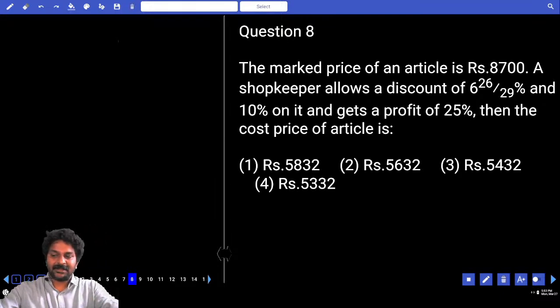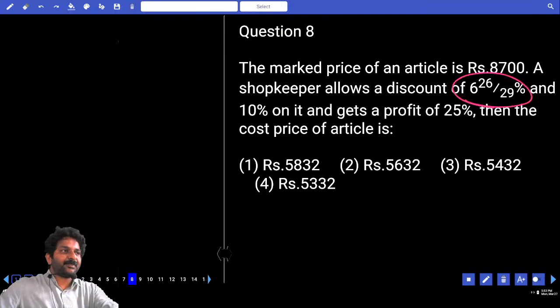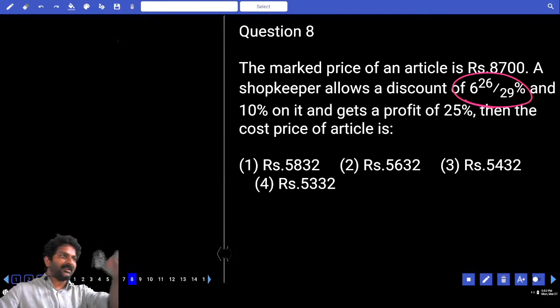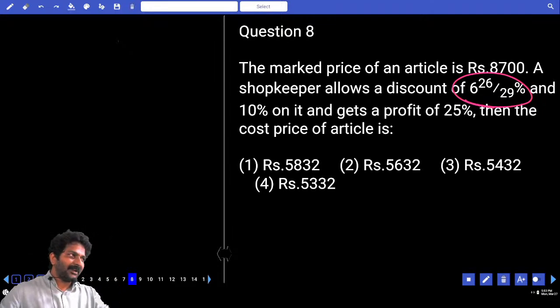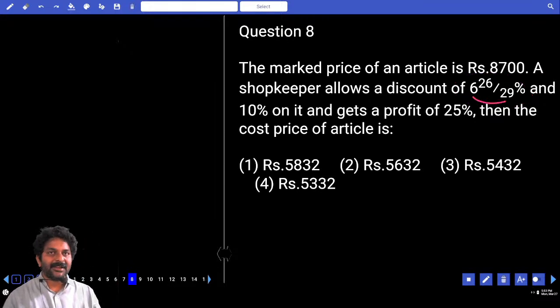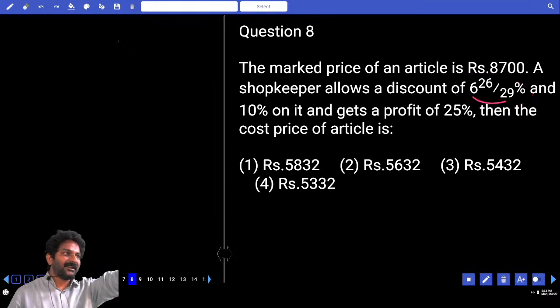So our first discount: our market price is 8,700. Then what is our first discount? 6 26/29. The mixed fraction you need to convert into improper, right? It will take time. You need to calculate 6 times 29 plus 26 by 29, percentage calculated on 8,700.